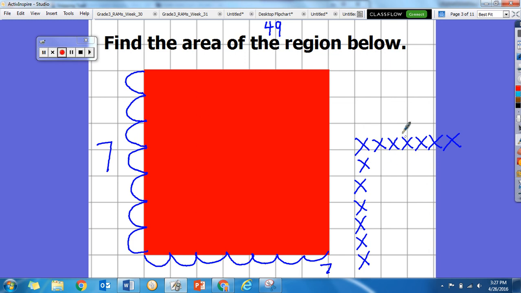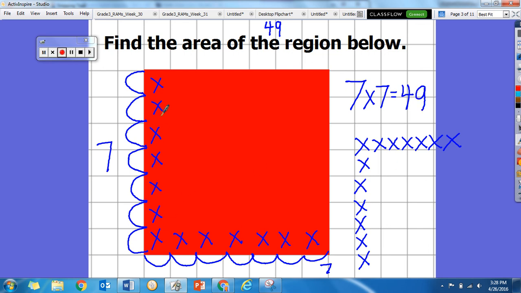If you did the same exact thing inside your square, you had 1, 2, 3, 4, 5, 6, 7 down, and 1, 2, 3, 4, 5, 6, 7 across, we decided that you could multiply 7 times 7 just like you would with an area model to see how many spaces there are on the inside. Or when you do multiplication, you would see how many x's there were on the inside. And when we did 7 times 7, we got 49.